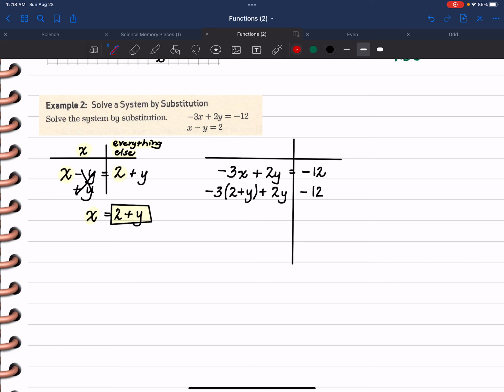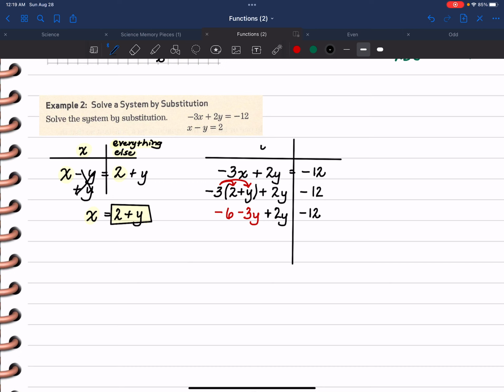And then I'm going to distribute. The negative 3 times 2 is negative 6. And then negative 3 times y is negative 3y. And I'll add the plus 2y and the negative 12. Parentheses are gone.